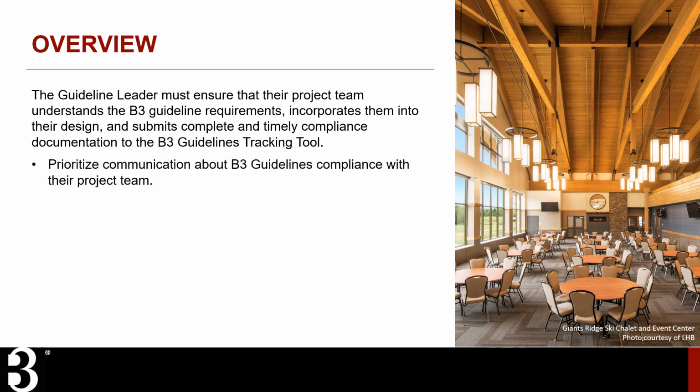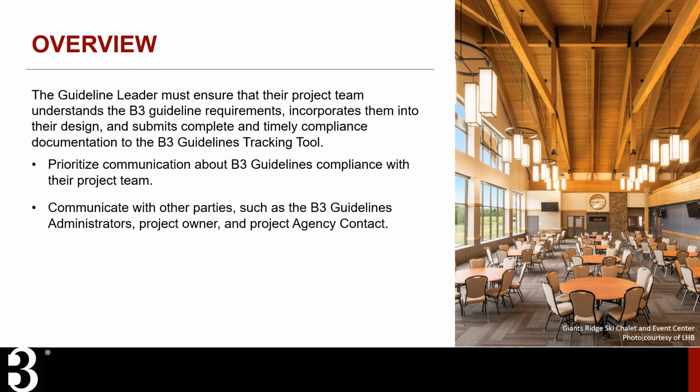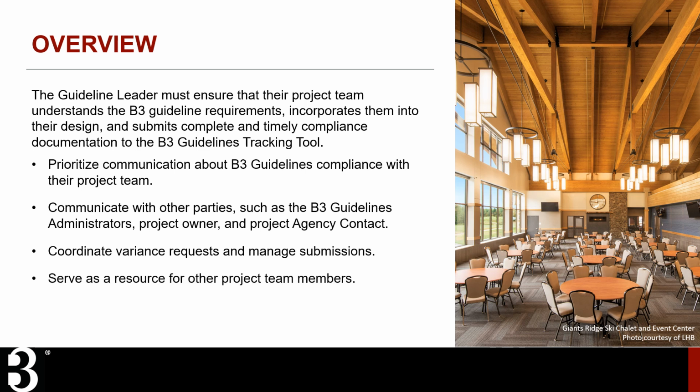To successfully do this, the Guideline Leader will need to prioritize communication about B3 Guidelines compliance with their project team. The Guideline Leader will also need to communicate with other parties, such as the B3 Guidelines administrators, the project owner, and the project's agency contact, the representative from the state that reviews and approves project submissions. The Guideline Leader will also coordinate variance requests and manage submissions, as well as serve as a resource for other project team members. Each of these facets of the Guideline Leader position is critical. We will now discuss what actions Guideline Leaders can take to facilitate each.